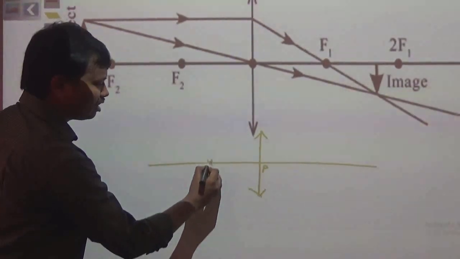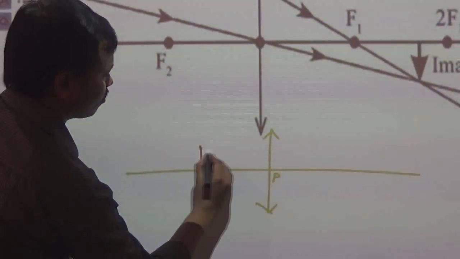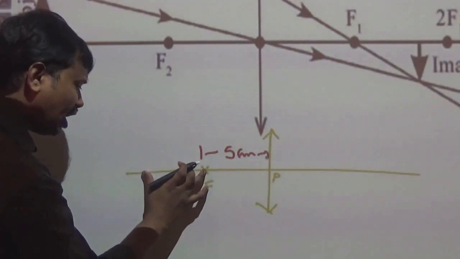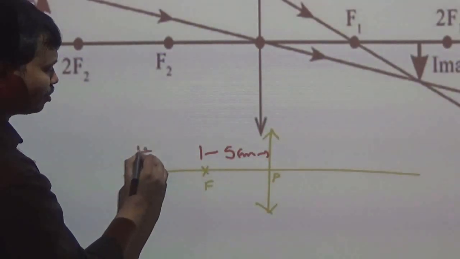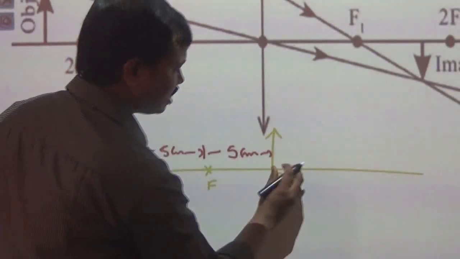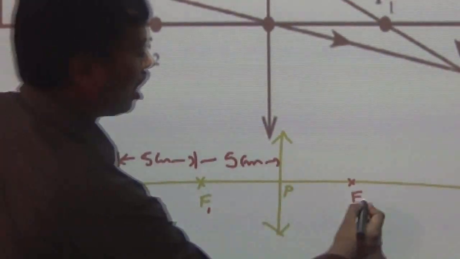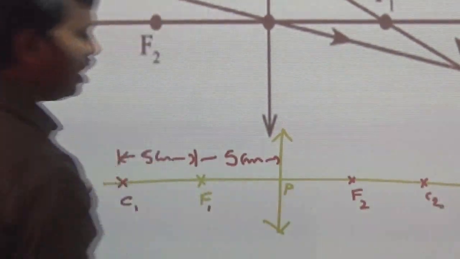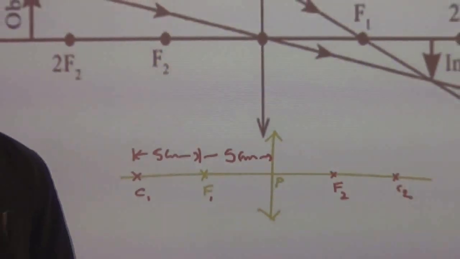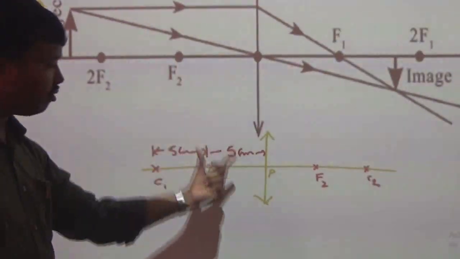For example, this is a focus. The focus is at 5 centimeters. Similarly, again 5 centimeters, we mark the center of curvature. Again using a scale, mark the points. This is F1, C1, F2 and C2. The points are indicated in the same way, so it is easy to draw the diagrams in a simple manner without any deviation. This is most important. Using a scale, mark the focus nearly 5 centimeters from the pole.